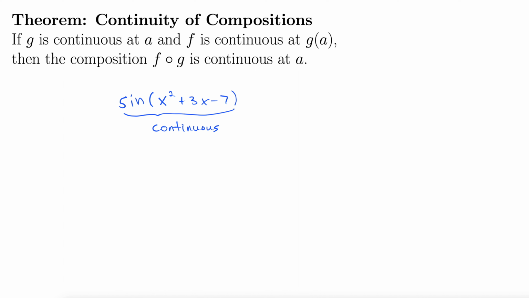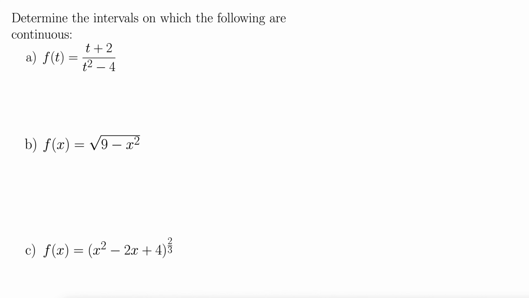So let's use these theorems to work out some examples. Determine the intervals on which the following are continuous. And the first one, A, gives us f of t equals t plus 2 over t squared minus 4. That's a rational function, which we know from the previous theorem is continuous on its domain. So essentially, we just need to find the domain of this thing. Well, we can factor out that denominator. So that gives us t plus 2 over t plus 2, t minus 2.